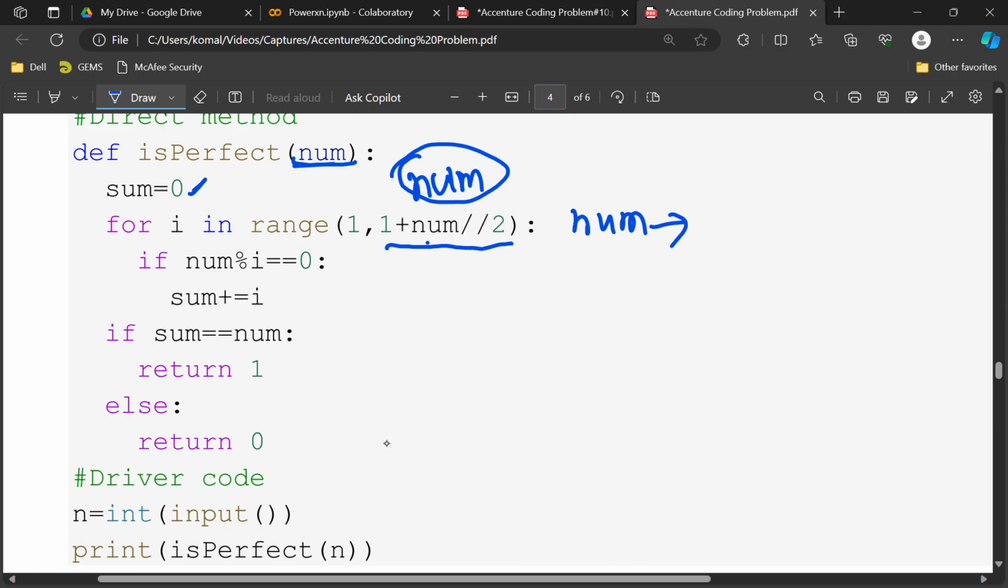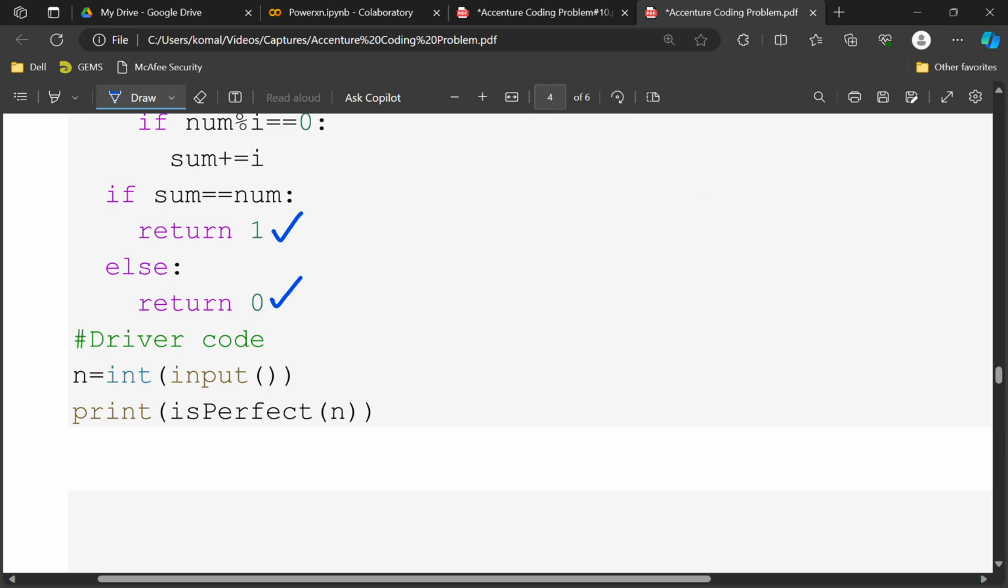Even though it is a direct approach, as it is just common sense, I am directly applying it. Now, if num is divisible by i, add that i to sum. Finally, after this for loop, check whether sum is equal to num or not. If they are equal, return 1, otherwise return 0. Then in the driver code, we will read the input into n, call the function and print the return value, which will be either 1 or 0 depending on the number.